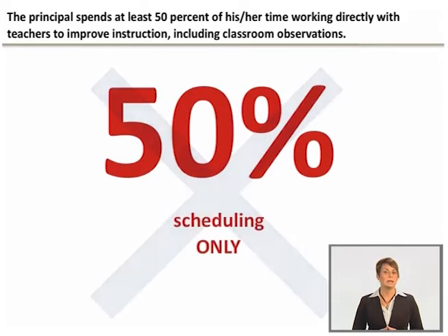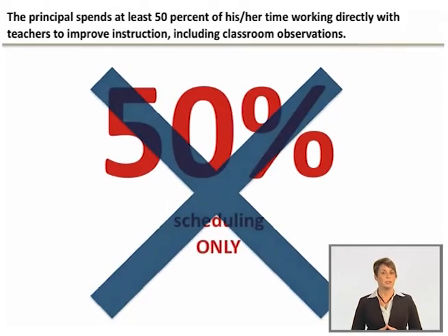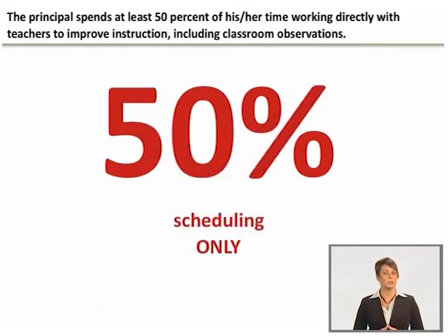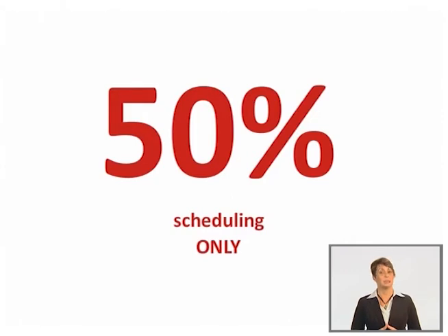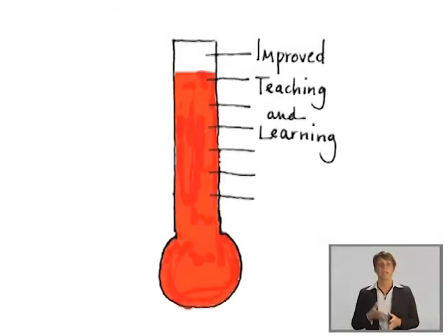Keep in mind, this does not mean the principal is spending 50% of his time conducting classroom observations only. It doesn't mean she is spending 50% of her time working on just scheduling to ensure instructional time is maximized either. In addition to those very important activities, direct involvement means that these principals know the core work of their business, teaching and learning, and are directly involved in making sure that their business gets better every day.